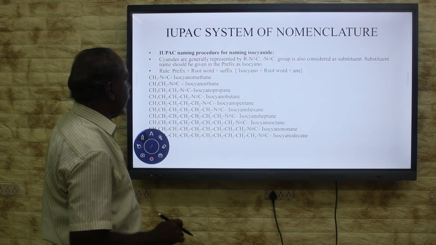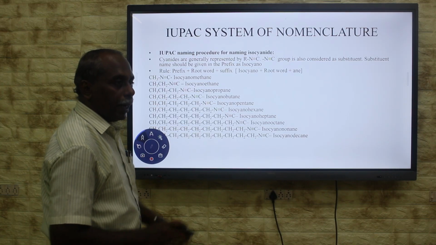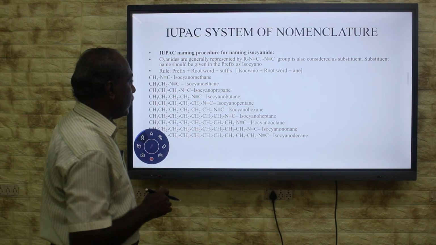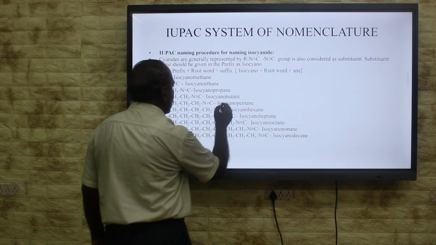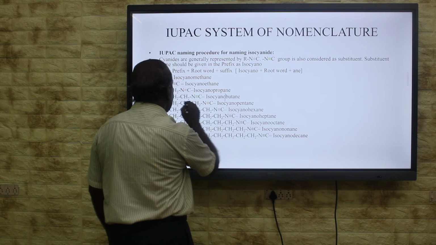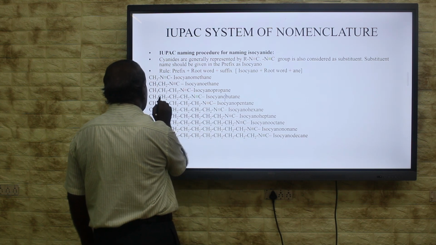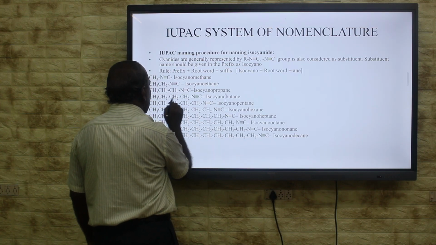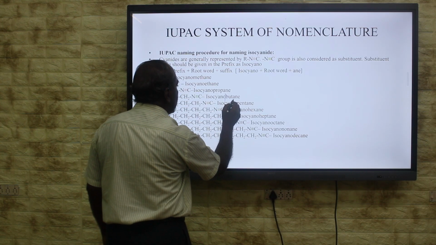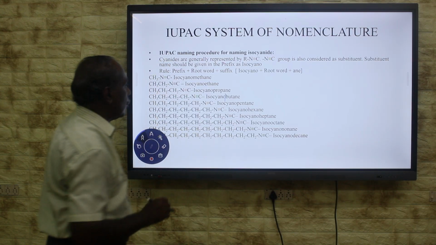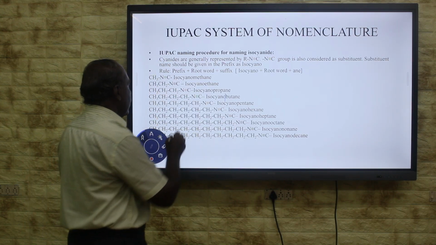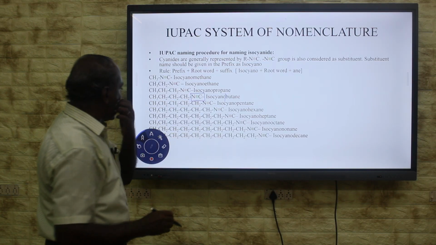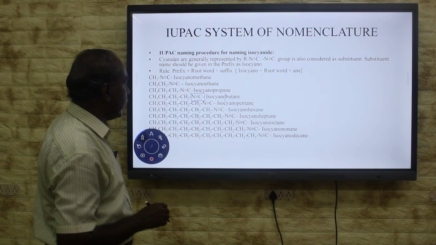Here, for isocyanide, isocyanide is also considered as a substituent, therefore that name should be given in the prefix isocyano. Isocyano, then how many carbons? 1, 2, 3, 4, but. Then there may be a single bond between the carbon atoms, that should be indicated as A and E. Isocyanobutane. Isocyanide is considered as a substituent and its name should be given in the prefix.